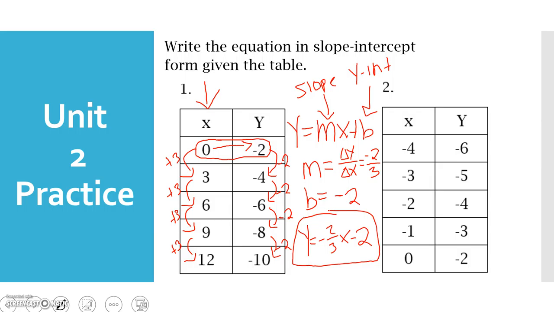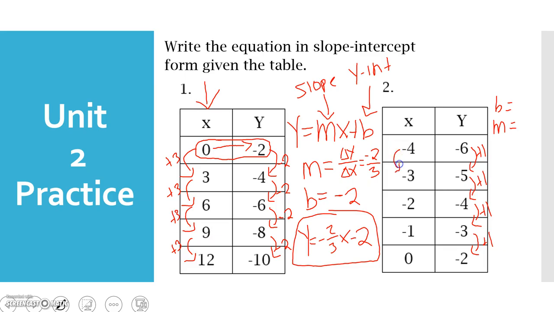Alright, let's look at another one. Again, we want to find our m value and we want to find our b value. Alright, so our m value. We're going to look at our pattern here. How do we get from -6 to -5 to -4 to -3 to -2? Well, looks like we're adding 1 each time.